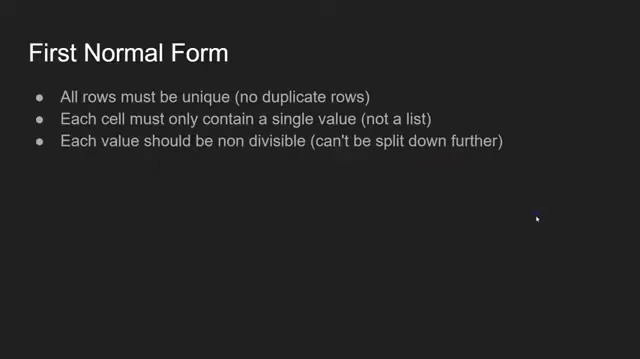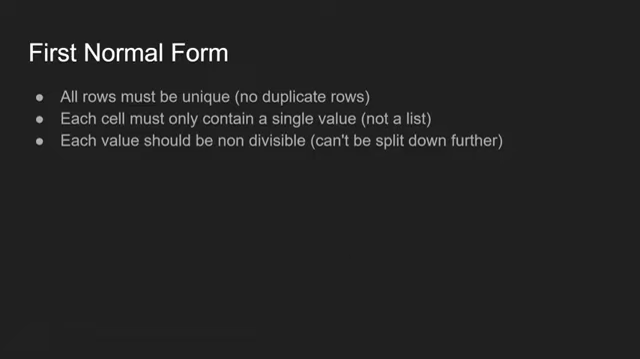Well, what does that mean? Well, it's really quite simple. Each row in the table must be unique, and therefore there cannot be any duplicate rows in the table. So you can't have two different rows where all of the data contained within those rows is identical. And we'll give you an example in a minute.